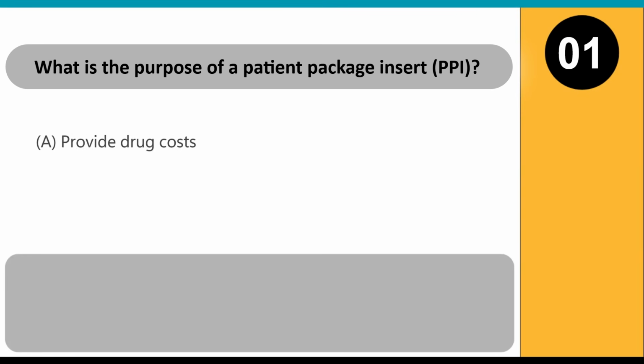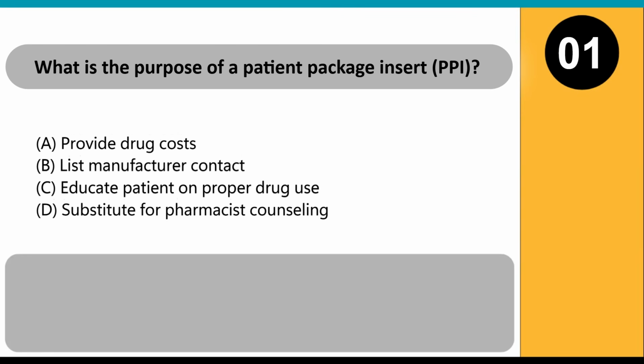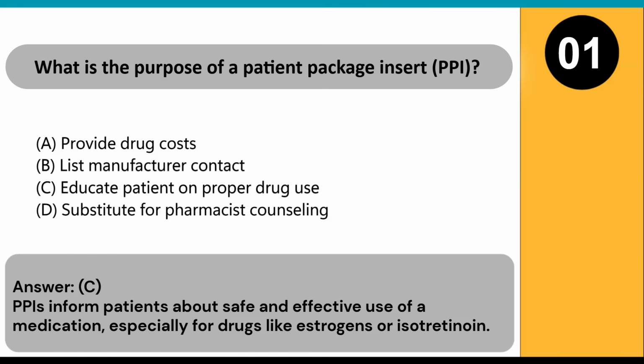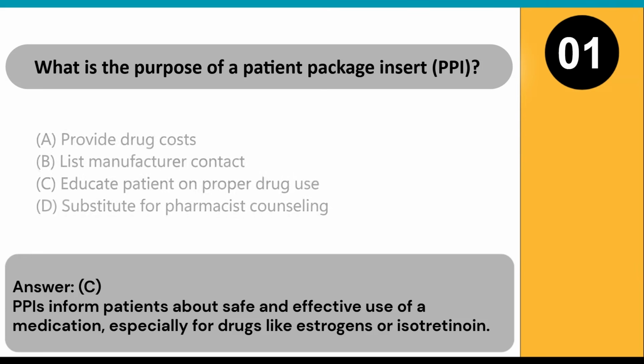What is the purpose of a patient package insert, PPI? A. Provide drug costs. B. List manufacturer contact. C. Educate patient on proper drug use. D. Substitute for pharmacist counseling. Answer: C. PPIs inform patients about safe and effective use of a medication, especially for drugs like estrogens or isotretinoin.